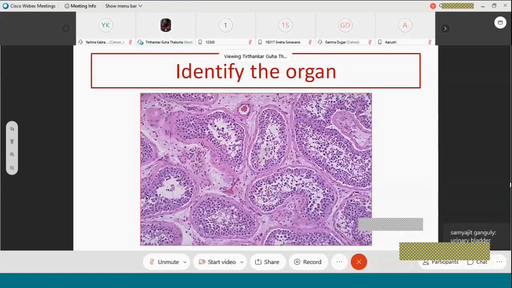What is this organ? Very good. There are seminiferous tubules containing various stages of spermatogenesis, and in between the tubules, in some places, there are interstitial cells of Leydig. So some of these cells are interstitial cells of Leydig.